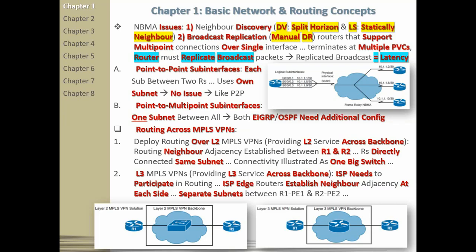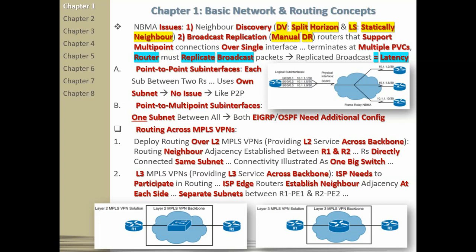But the point-to-multi-point sub-interface is the one that we had in the previous slide. As you see, only one subnet is defined between all nodes, between the hub and all spokes, and that's why we have a problem: we need to disable split horizon, and also EIGRP and OSPF need additional configuration in order to discover neighbors and also to replicate broadcasts.